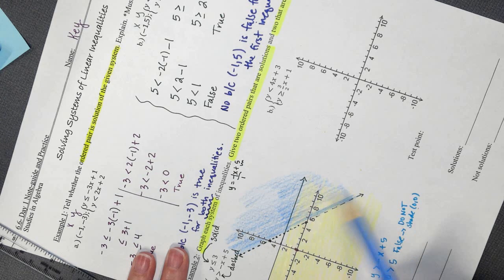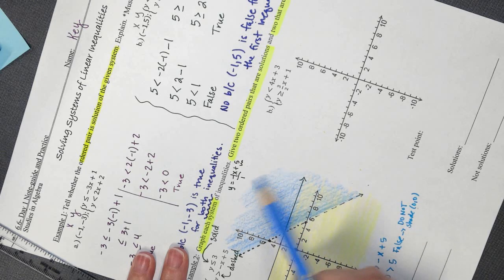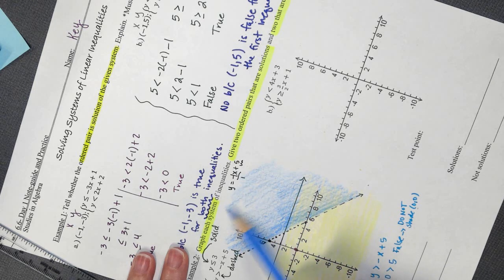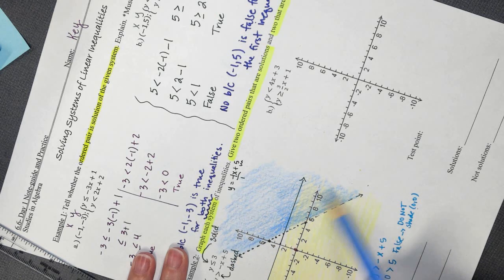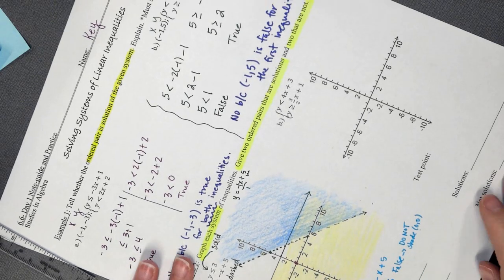And yep, there's going to be some overlap. There's going to be some regions that are just blue, some that are just yellow, some that are both, some that are none.